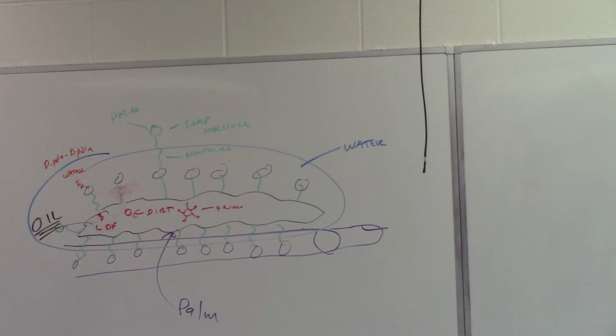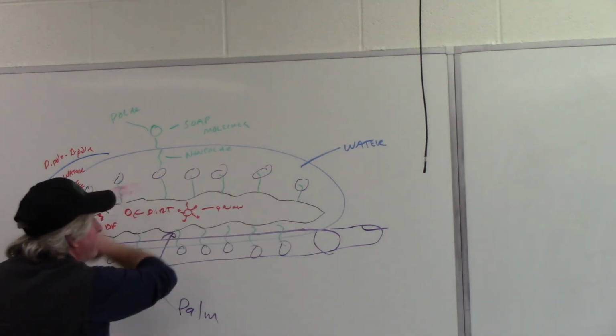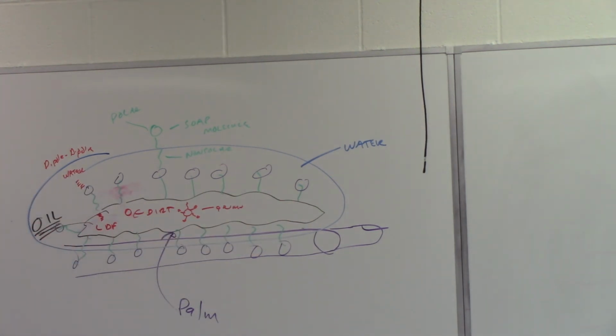After you get done doing that, the oil of your hand is trapped inside the micelle. And therefore, in a sense, all the water is looking at this giant micelle, and all it sees is polar heads, and it likes polar parts. So it starts to interact with the micelle.